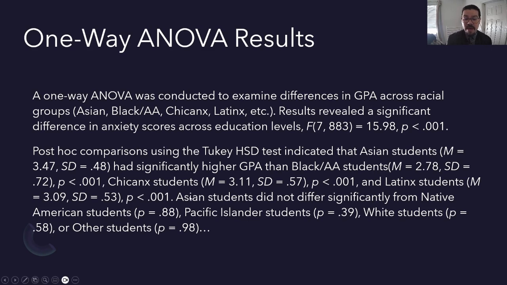This second half of the paragraph here is now identifying where we did not find significance. So Asian students did not differ significantly from Native American students, P of 0.88, Pacific Islander students, P of 0.39, white students, P of 0.58, or other students, P of 0.98. I put an ellipsis here to indicate that you would do this for however many points of significance you find in your analysis. So I'm stopping here because, again, trying to keep it condensed, but make sure that you are reporting every single area that you are finding significance.